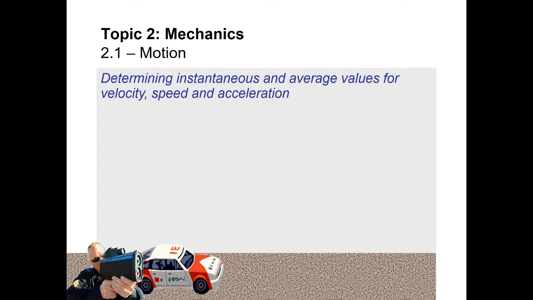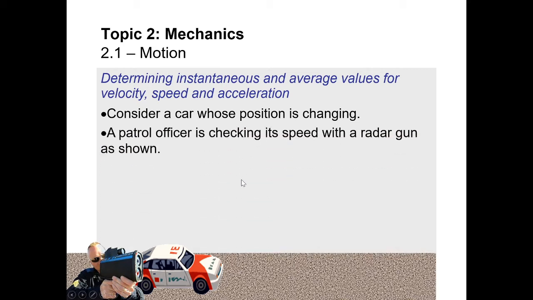Determining instantaneous and average values for velocity, speed, and acceleration. Those of you that recognize what the police officer is holding in this picture, this is called a radar gun. Police officers use this to determine cars' speeds, whether they're on the highway or on the street. Radar works pretty well, but sometimes can make mistakes. Laser is essentially foolproof.